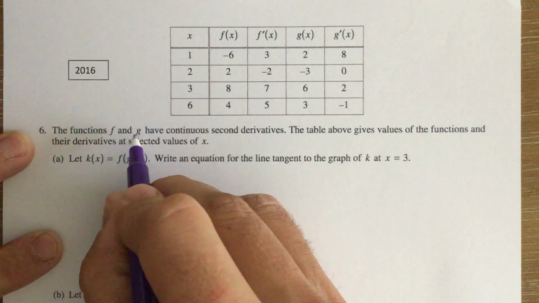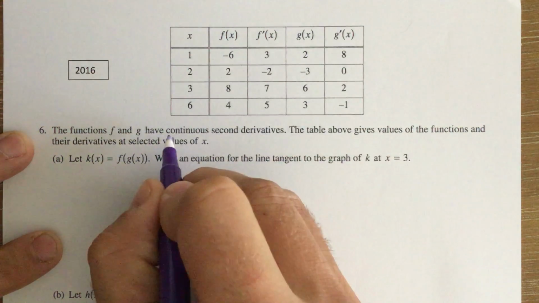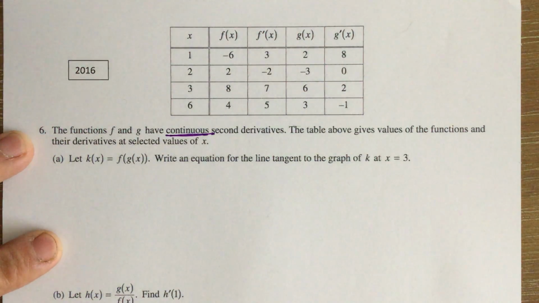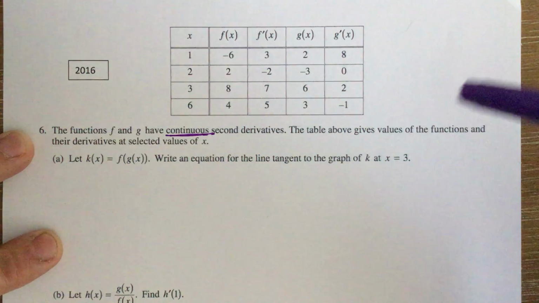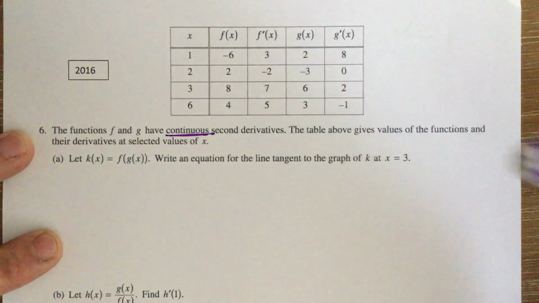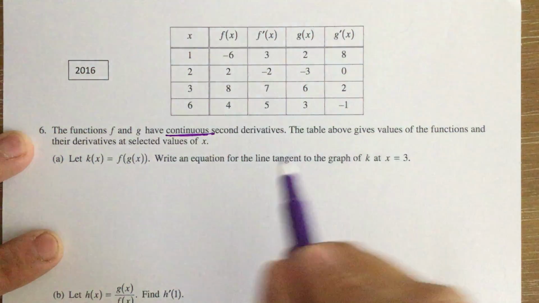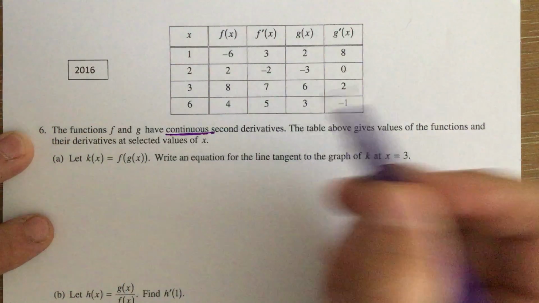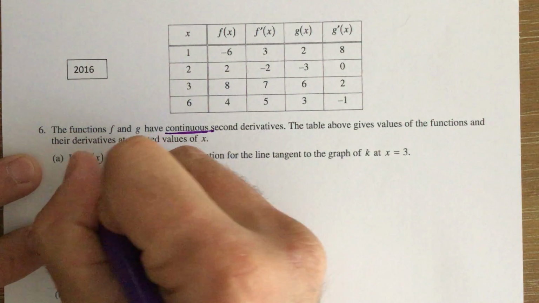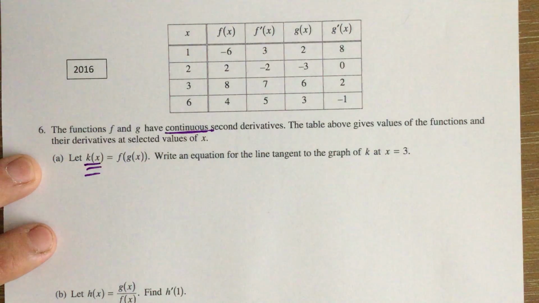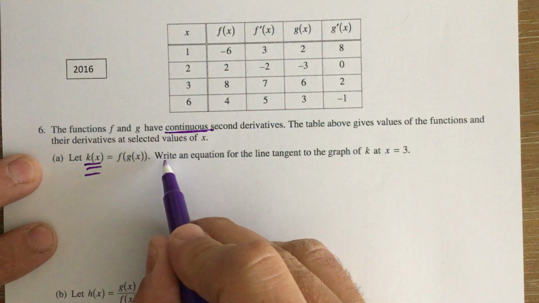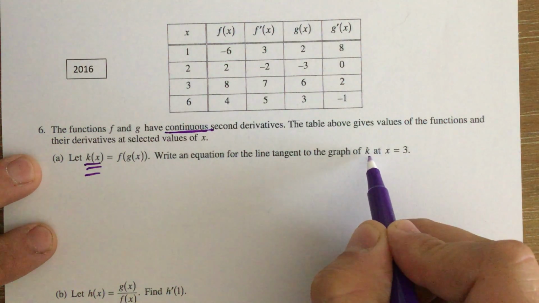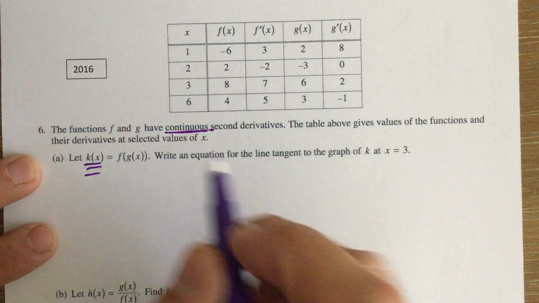So the functions f and g have continuous second derivatives, right? So once again, first of all, we could use these values, and also we can assume things along the way using theorems like the intermediate value theorem, mean value theorem, okay? The table above gives you values of the functions and their derivatives at select x values. So nothing all that interesting, other than, of course, they give us a new k value, right? And the question actually asks us to write the equation for the line tangent to the graph of k at x equals 3.